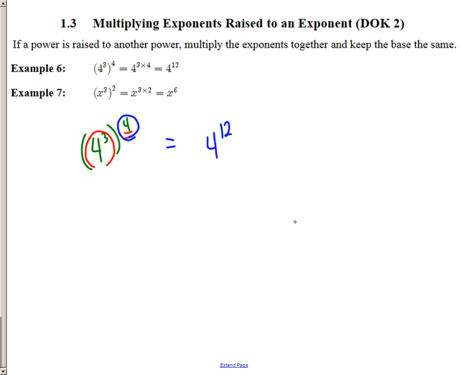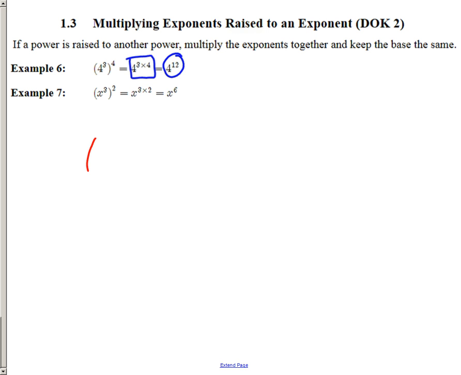And that's what they're showing up here in this little shorthand. You can actually do this in your head. You keep the base the same, and you just multiply the 3 and the 4, and you get this as the answer. I just wanted to show you why it works, so that way it's not a little parlor trick. There's a reason to it.